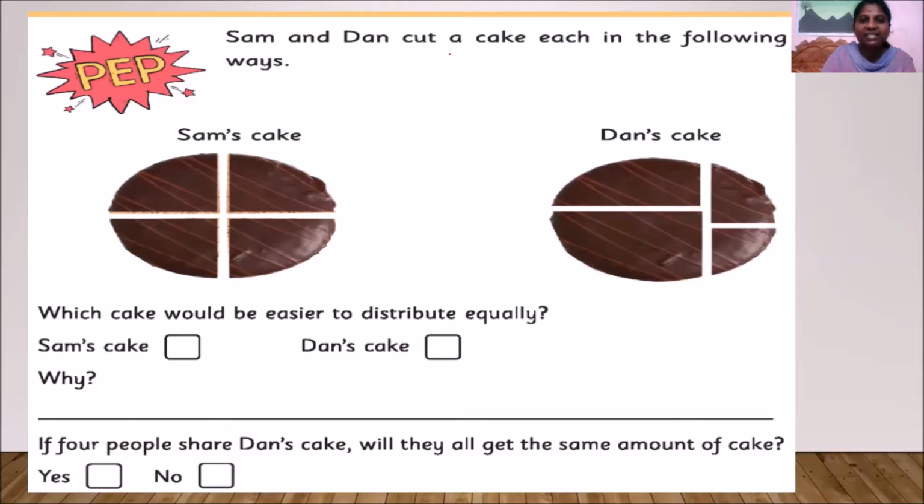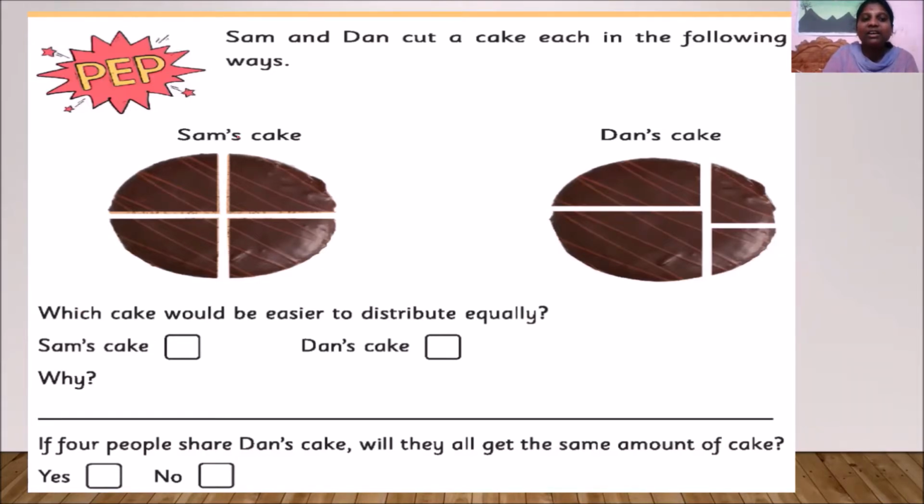Sam and Dan cut a cake, each in the following ways. Look at Sam's cake and Dan's cake. Now, we are going to answer the following questions. Are you ready to answer, children? Yes. Which cake would be easier to distribute equally? Sam's cake or Dan's cake?